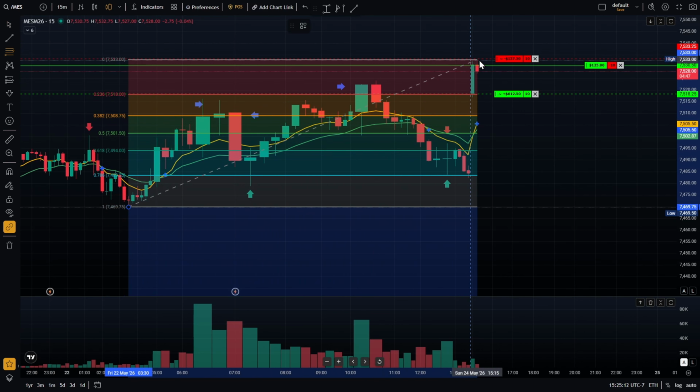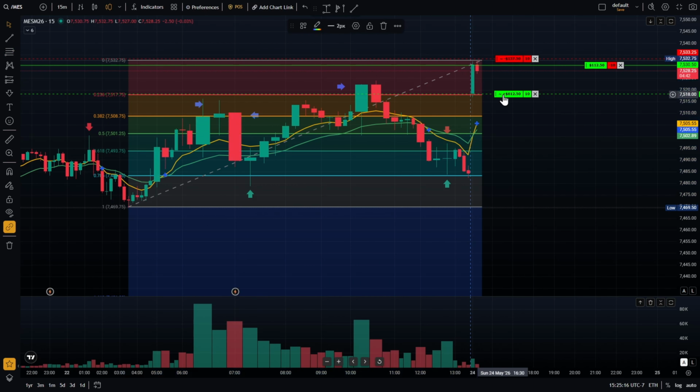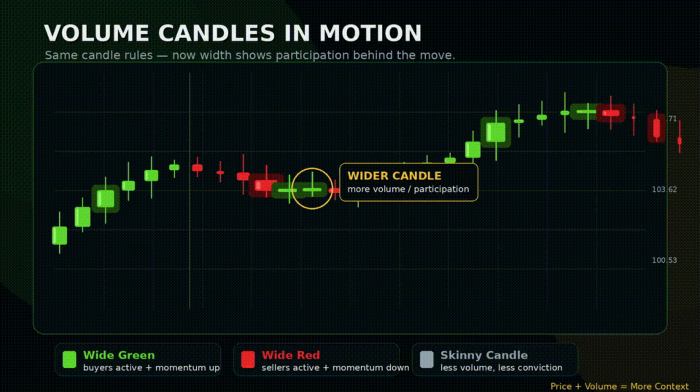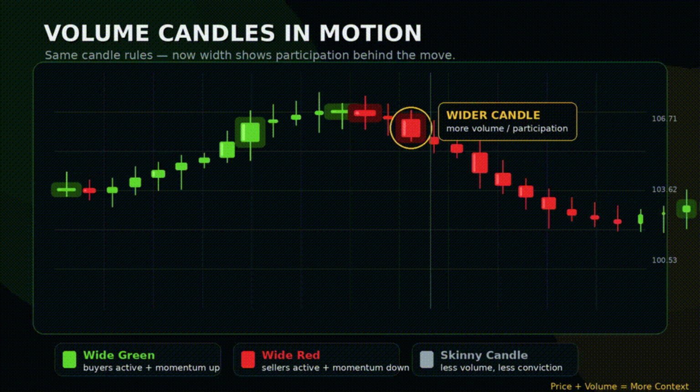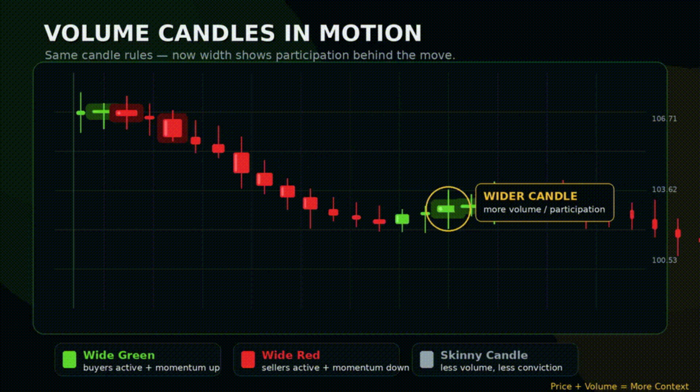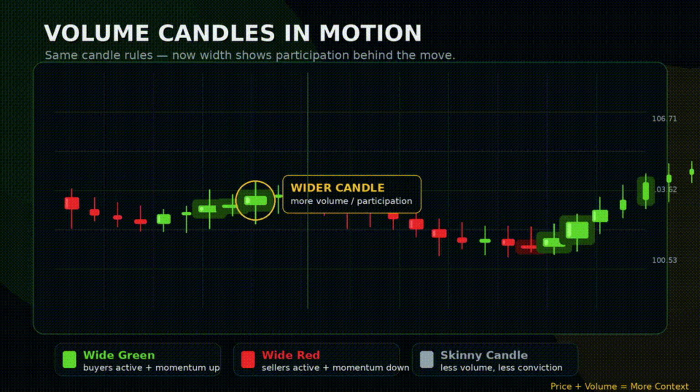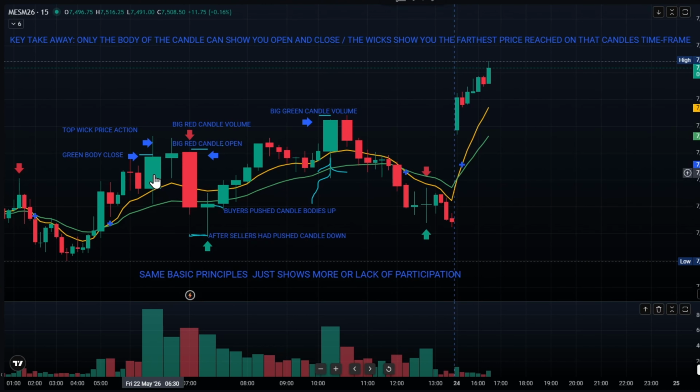Volume candles read almost the same way as regular candles do. You still have the open, the high, low, close, body, wick, and the candle color. The difference is this: a regular candle mainly shows you price movement. A volume candle shows you price movement plus participation. So when the candle gets wider or bigger, that means more volume came in during that time frame. A wide green candle means buyers were active and price pushed up with more participation. A wide red candle means sellers were active and price pushed down with more participation.